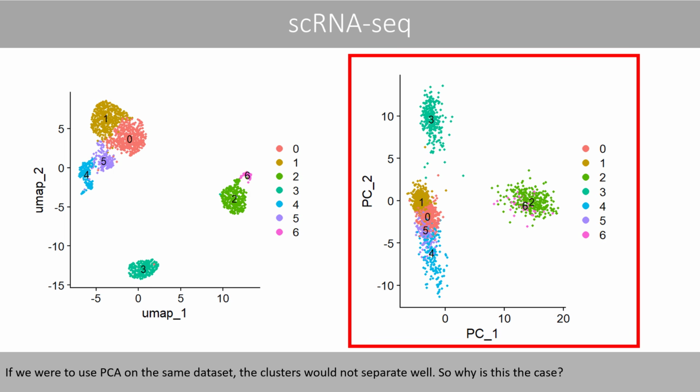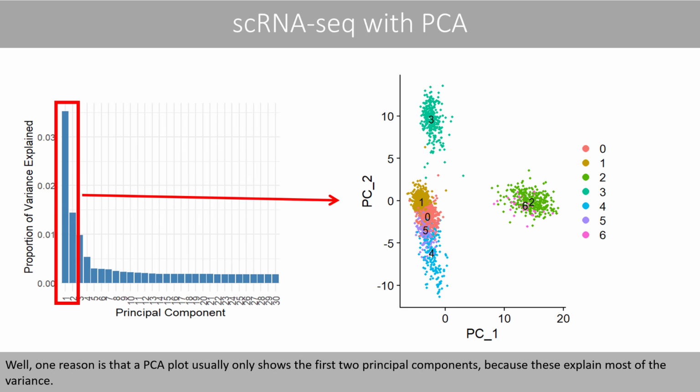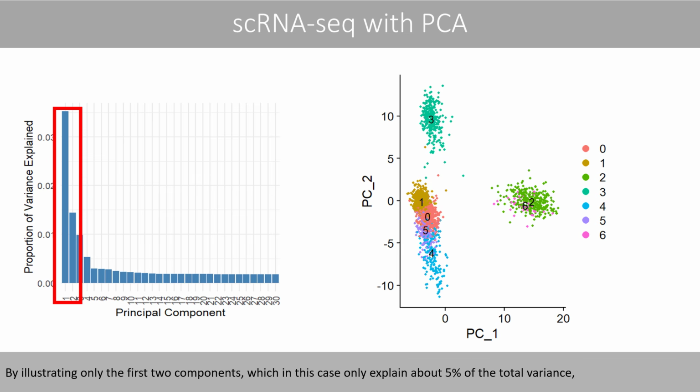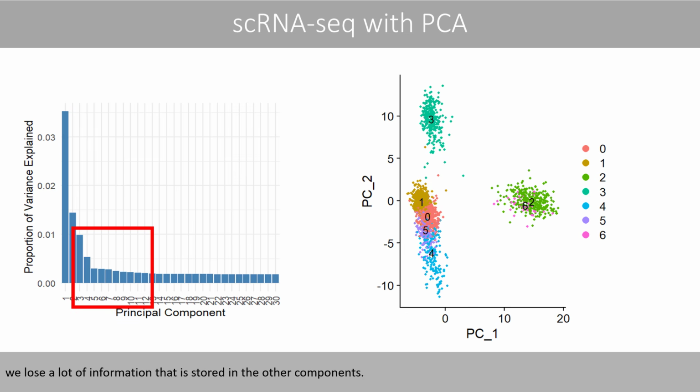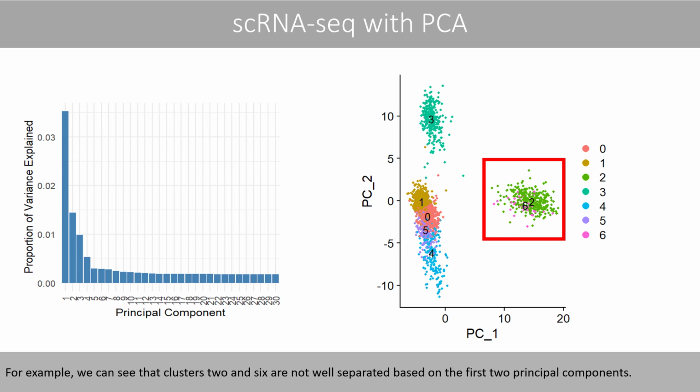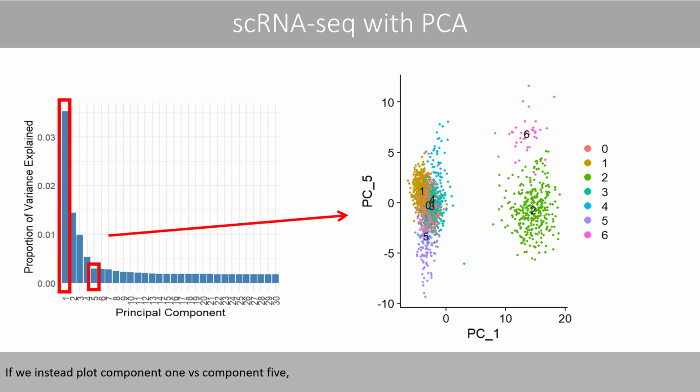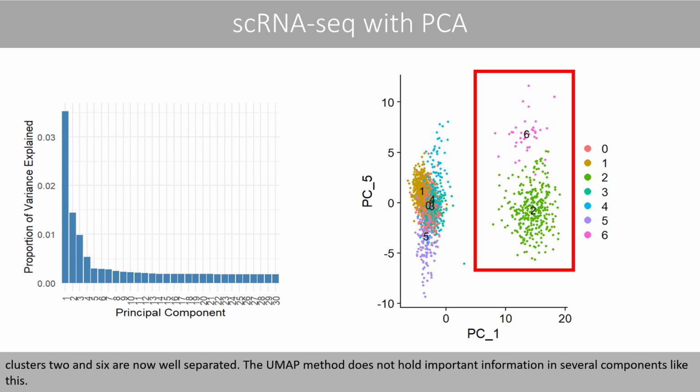So why is this the case? Well, one reason is that a PCA plot usually only shows the first 2 principal components, because these explain most of the variance. By illustrating only the first 2 components, which in this case only explain about 5% of the total variance, we lose a lot of information that is stored in the other components. For example, we can see that cluster 2 and 6 are not well separated based on the first 2 principal components. If we instead plot component 1 versus component 5, clusters 2 and 6 are now well separated.